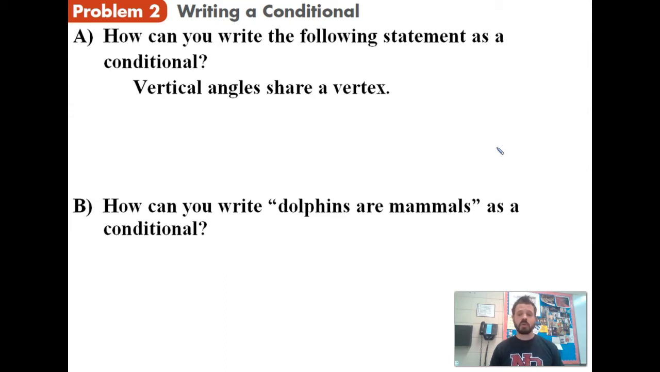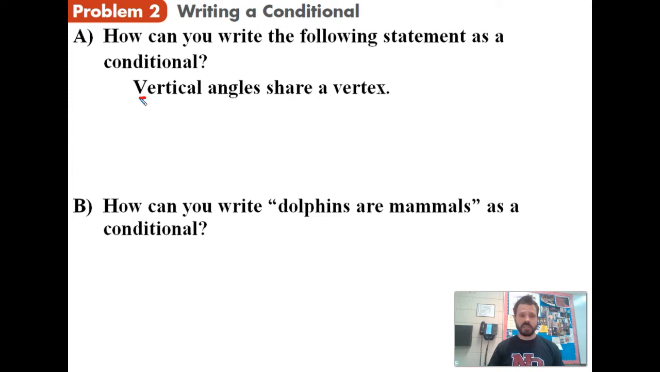Also, if you're looking to do any computer programming, computers run based on conditionals, if something, then something else. So it's again important you can take your ideas or what you want the computer to do and turn it into an if-then statement. Okay, so let's do that here. Part A says, how can you write the following statement as a conditional? And our normal language statement would be vertical angles share a vertex. The first step to this is going to be deciding what the hypothesis and what the conclusion are going to be. So what two things are we talking about here?